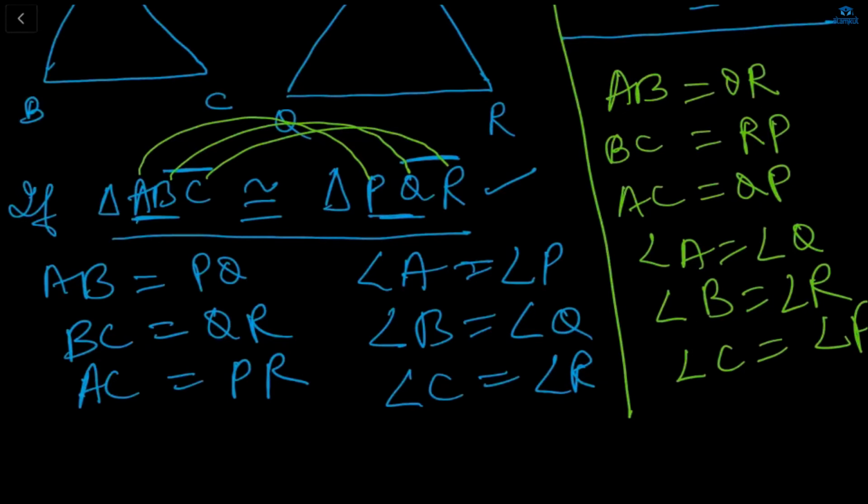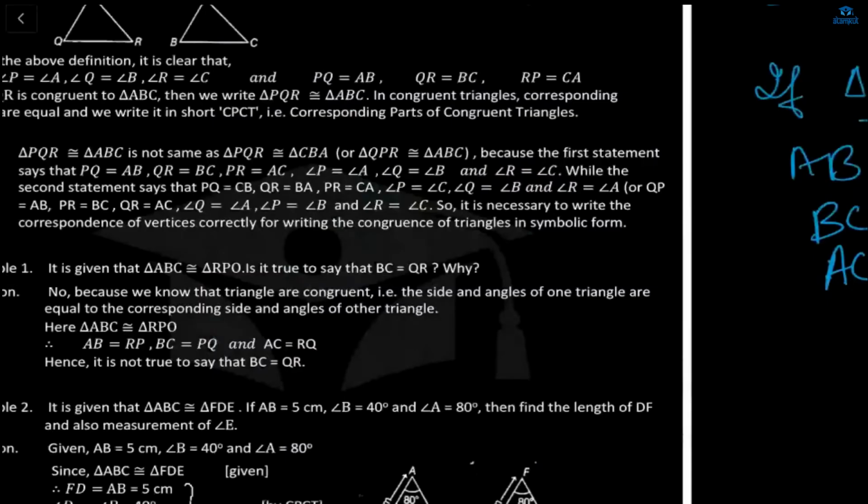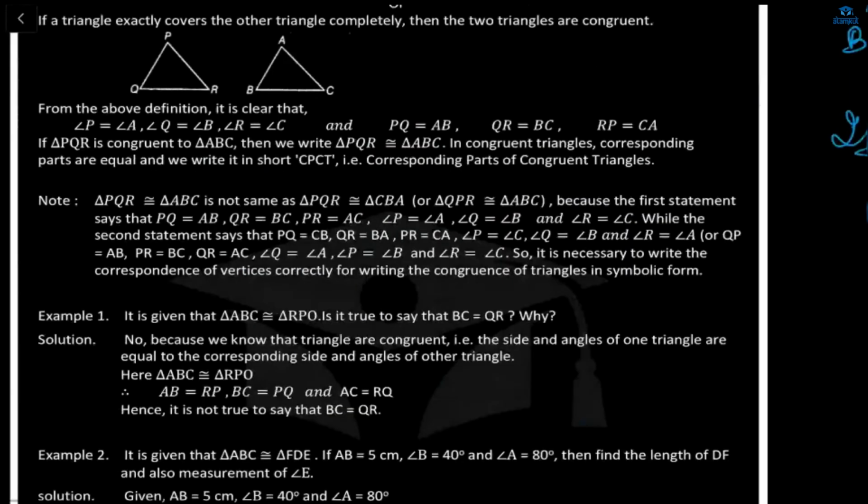If I've said that AB is equal to PQ, AC is equal to PR, and angle A is equal to angle P, then our triangles are congruent by SAS. And if I have proved that the triangles are congruent, that means AB is equal to PQ, BC is equal to QR, AC is equal to PR, angle A is equal to angle P, angle B is equal to angle Q, and angle C is equal to angle R. For the things you have not proved directly, you are going to write CPCT: corresponding parts of congruent triangles. We'll see it in detail. I just told you what that means. All the descriptions are already written here; you can find them in the notes.